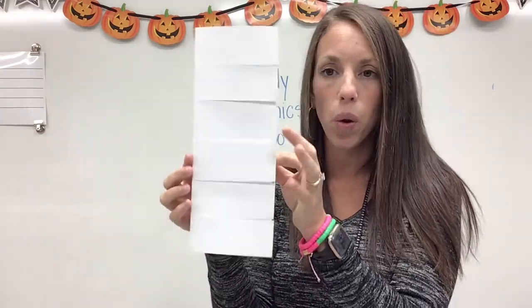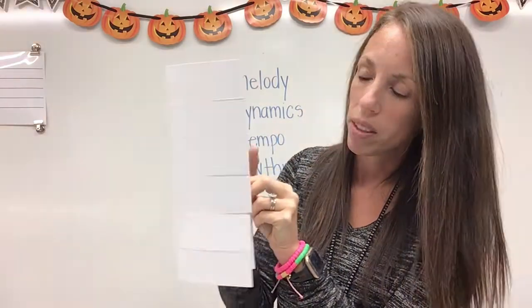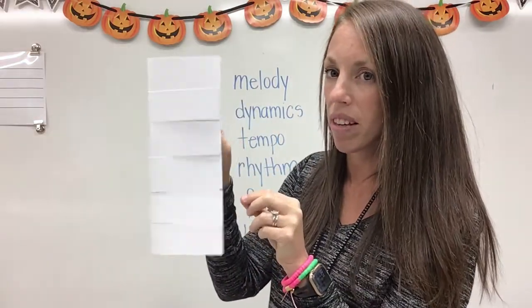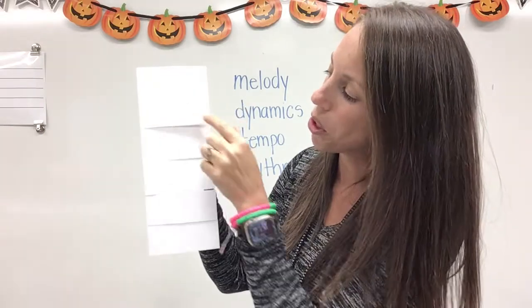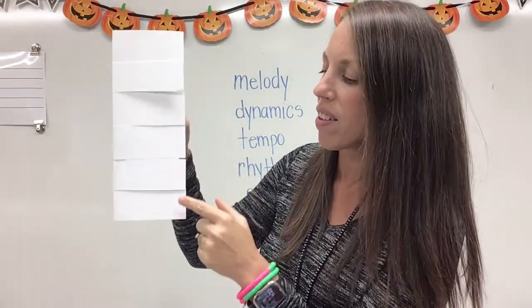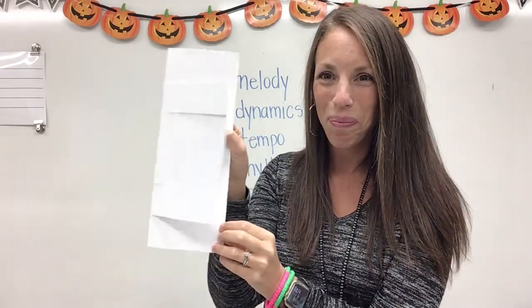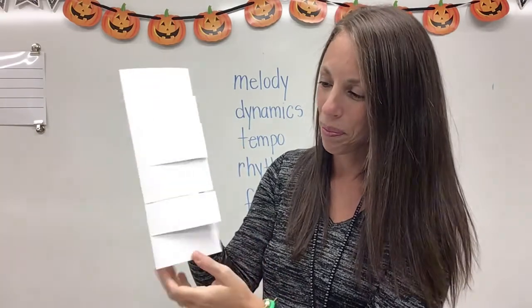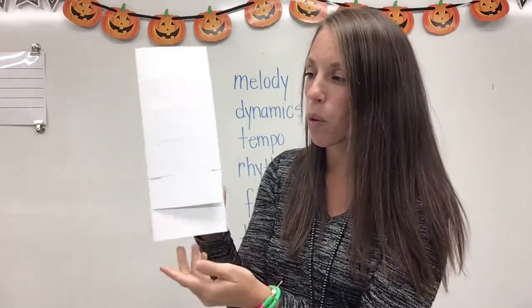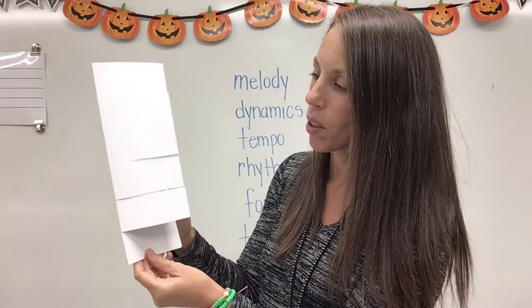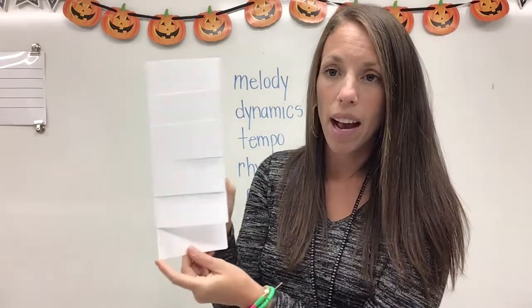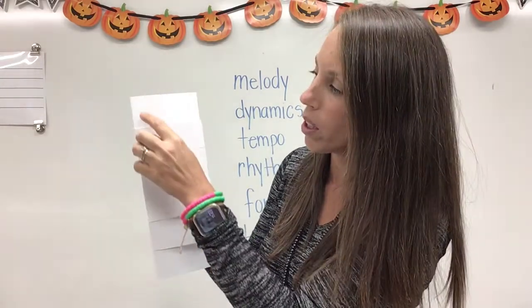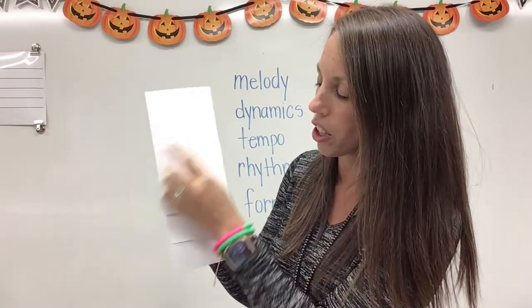So once you have this, go ahead and hold it up. Double check and make sure that you have 6 pieces. 1, 2, 3, 4, 5, 6. Excellent. So once you have this, we are going to add our musical elements onto each section.